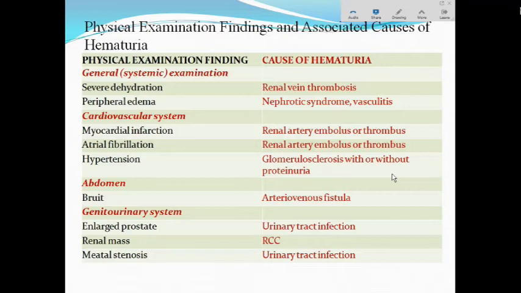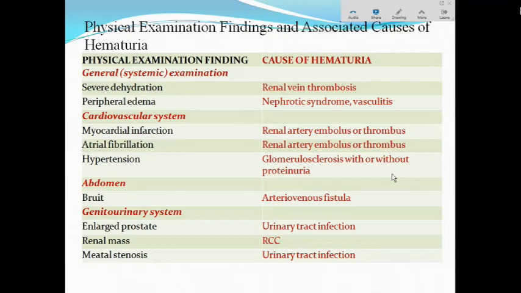Renal vein thrombosis you can diagnose by conventional angiography, or CT, or a renal Doppler can give a clue about renal vein thrombosis. If there is associated peripheral edema, it can be nephrotic syndrome or various vasculitis. In the cardiovascular system, if there is an MI or atrial fibrillation, then there may be an associated renal artery embolus or thrombus. If there is hypertension, it can be seen in various glomerulosclerosis. If there is a bruit in the abdomen, there may be an AV fistula of the renal artery and vein.